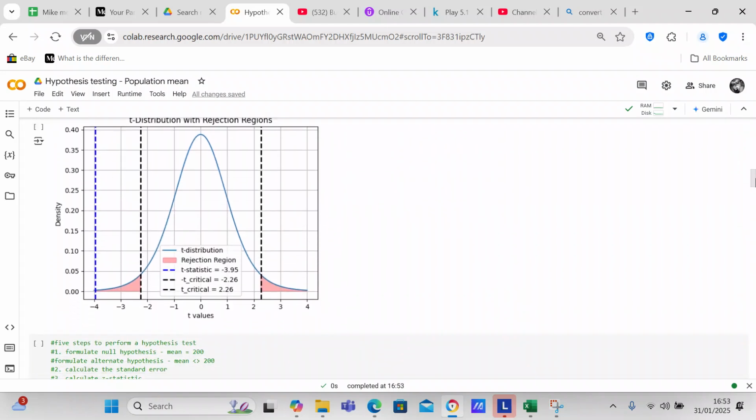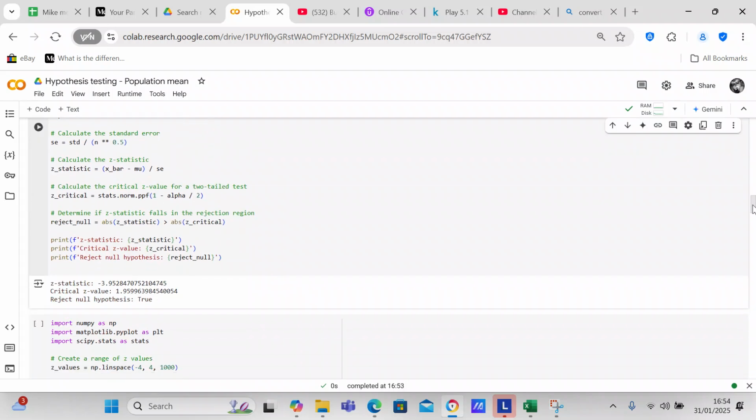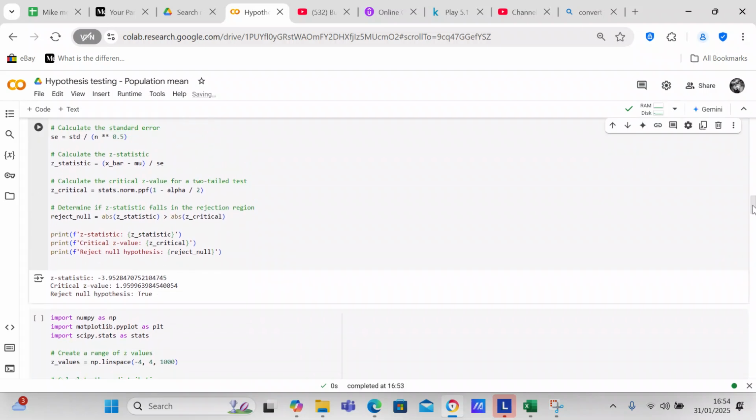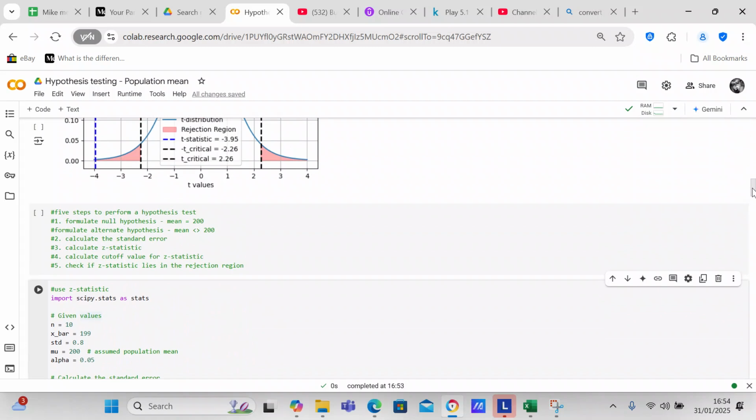So the next example we're going to use is we're going to do the same thing with a z-statistic. So the only difference between this particular test and the previous test that we did is it's going to be a z-statistic and not a t-statistic. So it's exactly the same. You get exactly the same information. And it says reject the null hypothesis, which is true, and your null hypothesis is a mean of 200, and you know it's not 200.